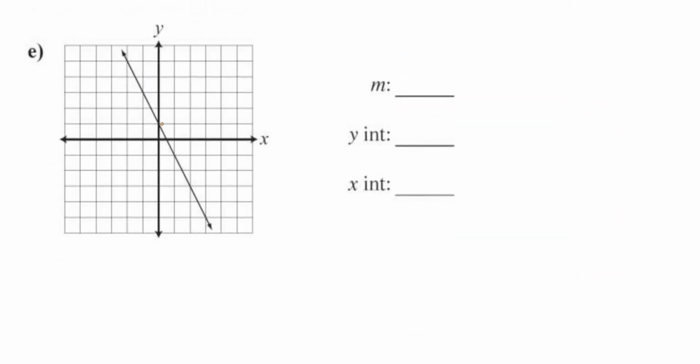Okay, let's move on to letter E. So some of the questions are kind of repeating in a way where you find the x and y intercepts. So the y-intercept is this orange dot right there. So the y-intercept is 1. What is the x-intercept? Well, the x-intercept is about here, the purple dot. So that's about a half. So we'll just say the x-intercept is a half.